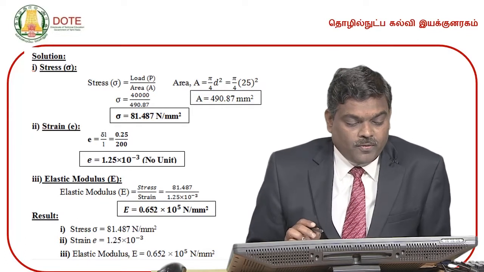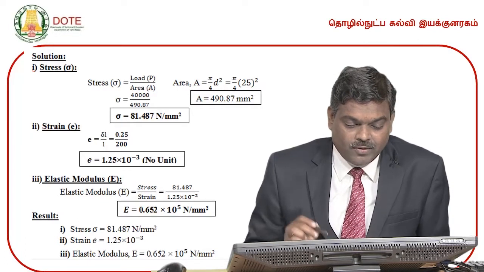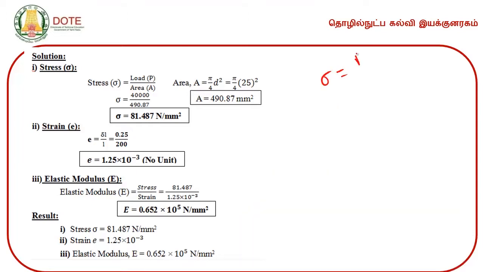How to solve the problem? First step is stress. Already we have discussed. What is stress? Stress is equal to load by area. What is area? Area is given by pi by 4 d square. So here the value of d is 25. So you substitute 25 and determine the area as 490.87 mm square. Now substitute this value of A here. Load is given in the problem itself. So we can calculate the value of sigma as 81.487 Newton per mm square.